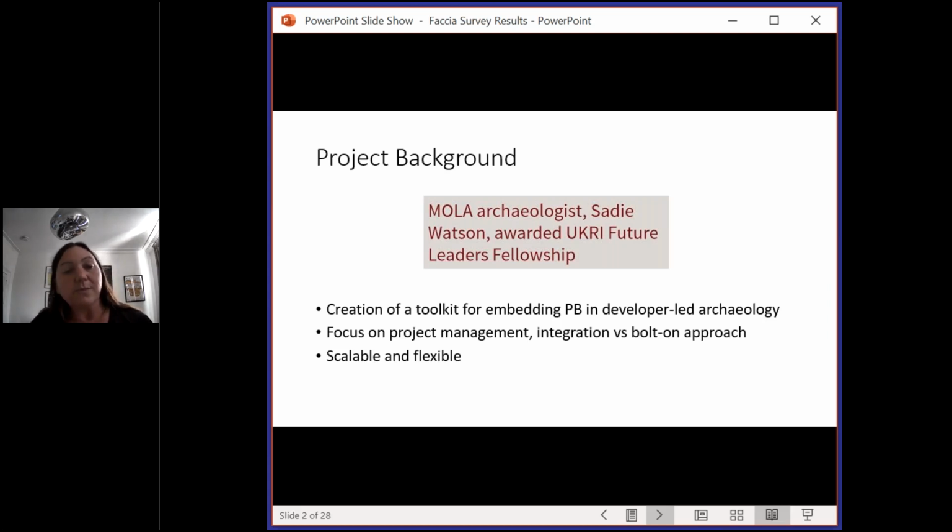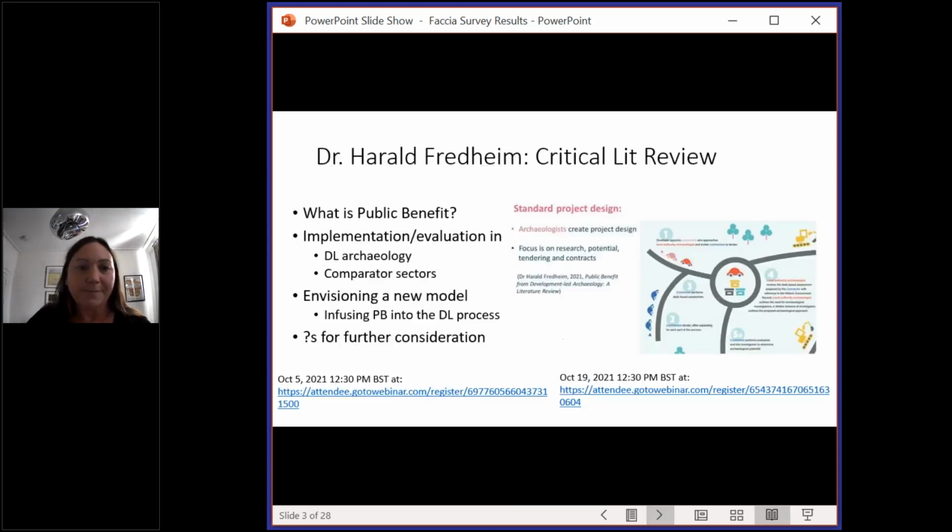Now, Sadie's tool will focus more on project management, and it's integrating or infusing public benefit into the approach we take to project management and delivery in developer-led contexts versus a bolt-on approach. So that kind of tick box exercise of just tacking on maybe some public outreach at the end. And this toolkit should be scalable and flexible, of course, because we work in a range of projects, from major national infrastructure projects to local small evaluation projects, for example.